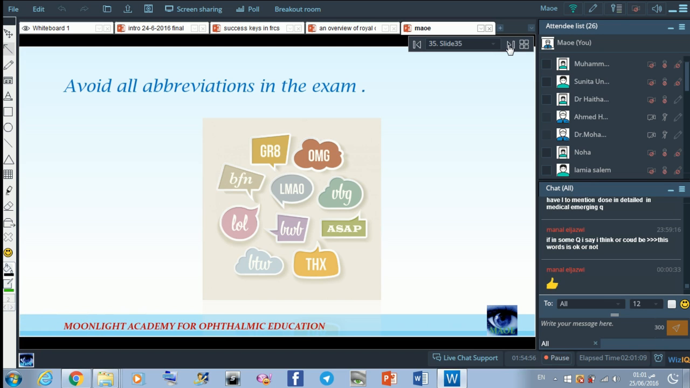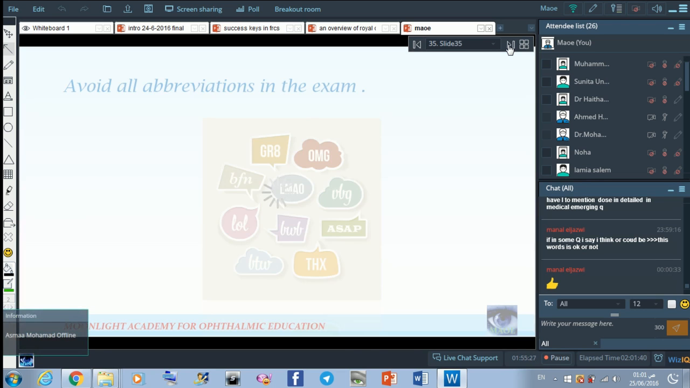And if you want to do this to save your time, at least write the word complete in the first sentence. For example, you will write diabetic retinopathy, in between brackets you will write DR. Then in your workup, you can use DR because you already illustrated it at the beginning of your answer. But if you didn't illustrate it, don't write it as an abbreviation and expect that the examiner will know this. So avoid all abbreviations in the exam.